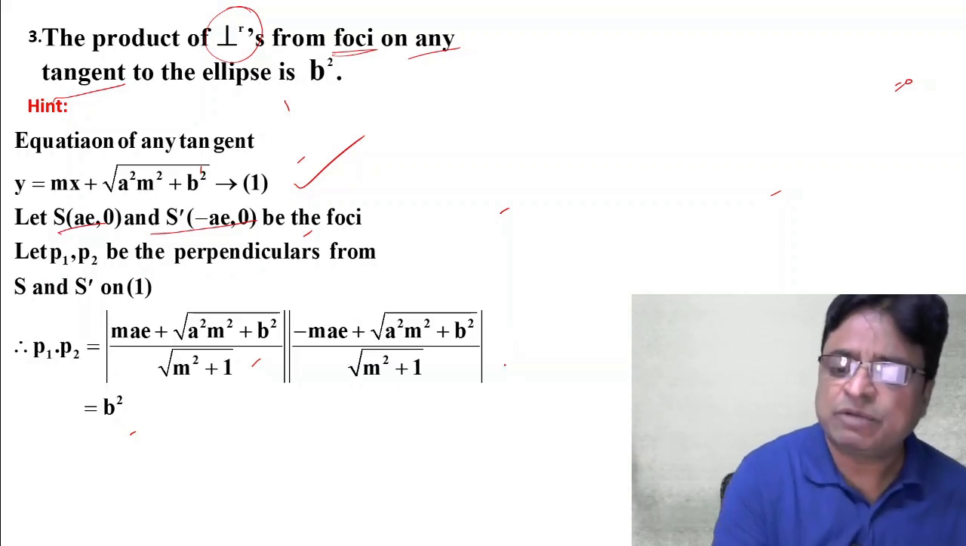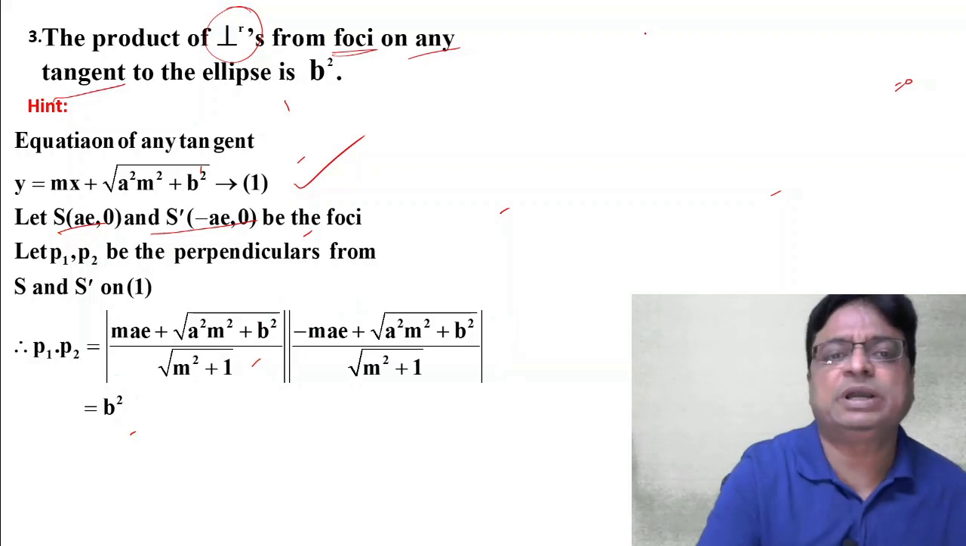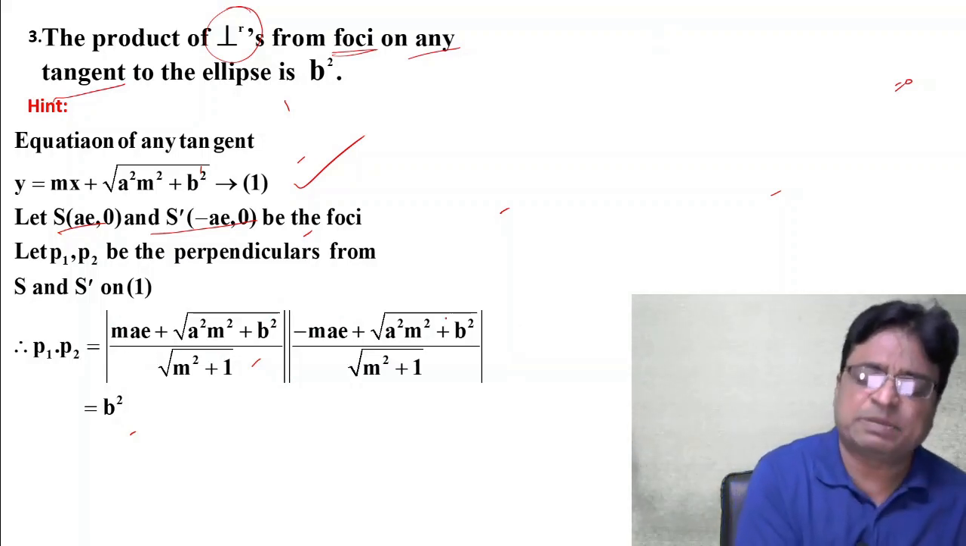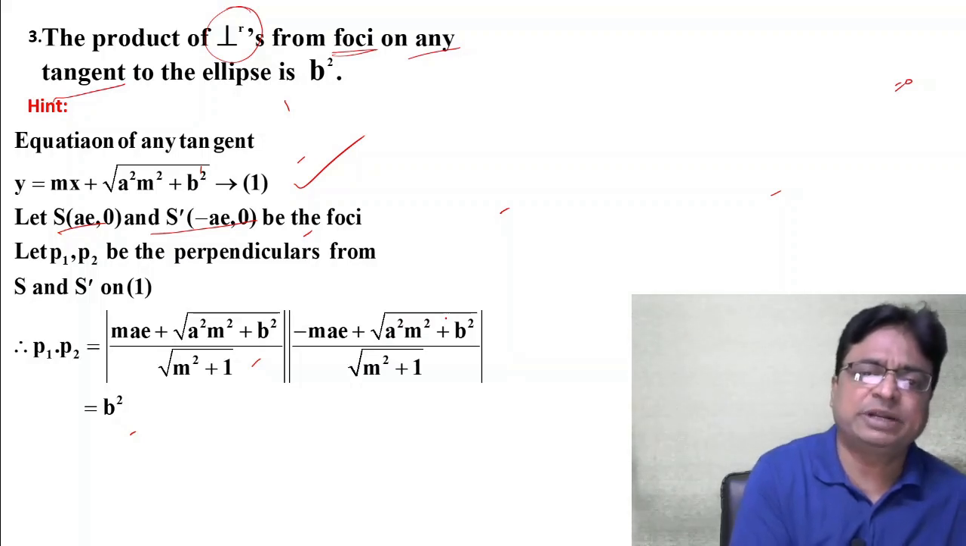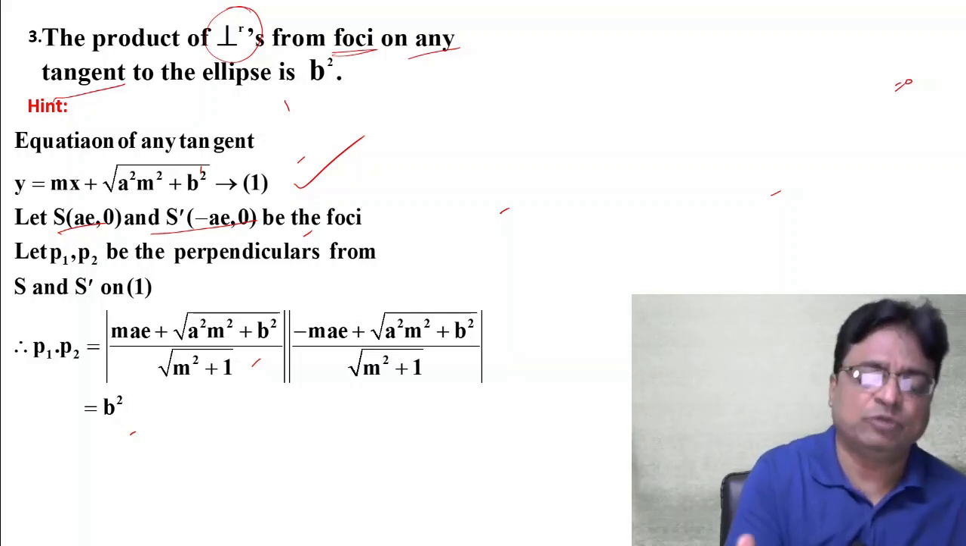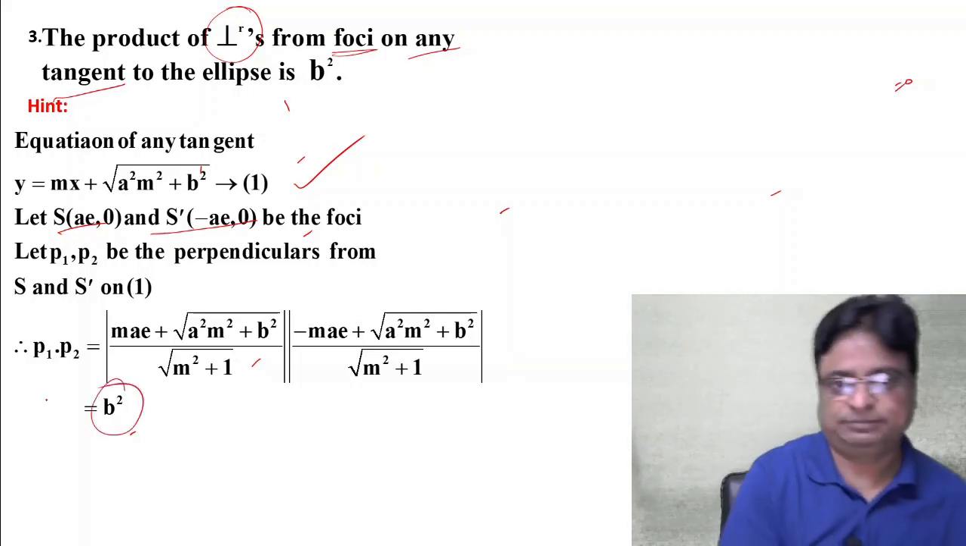Here I have applied the perpendicular distance formula. And here it is in the form of (a plus b) into (a minus b) modulus in the numerator, a square minus b square. Simplify that, and you will get m square plus 1 as a common factor in the numerator. Both will get cancelled, and you will get the answer as b square.